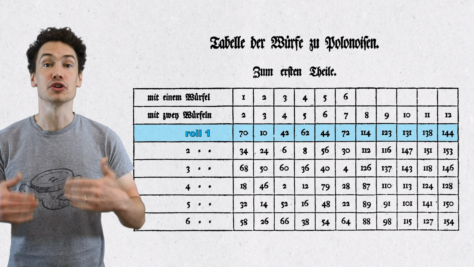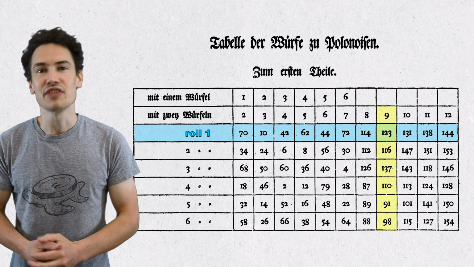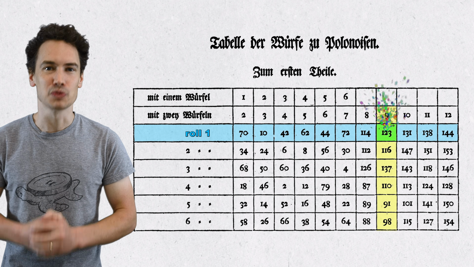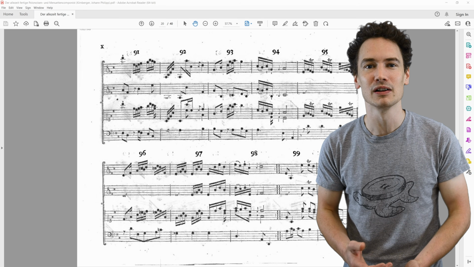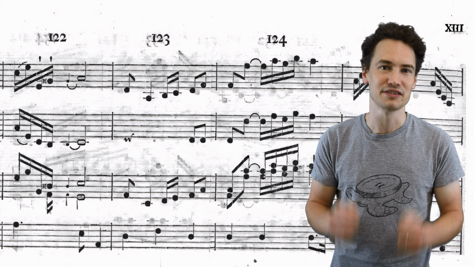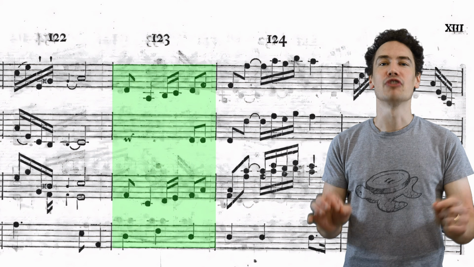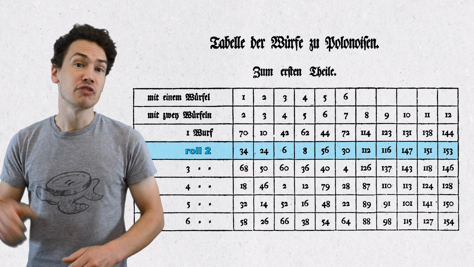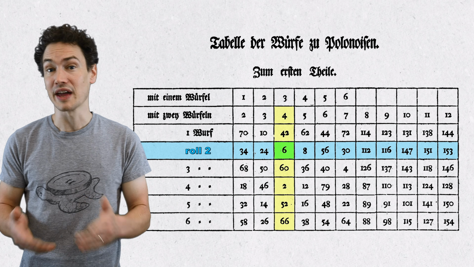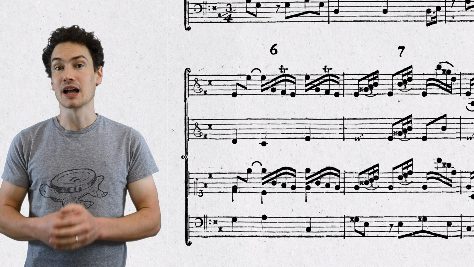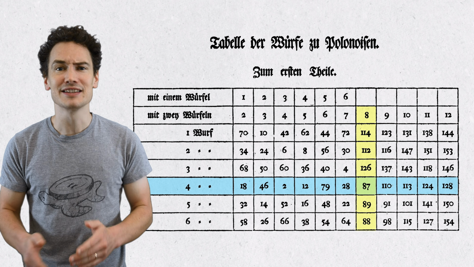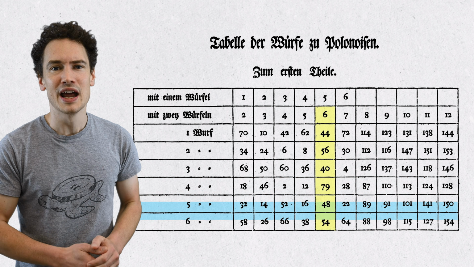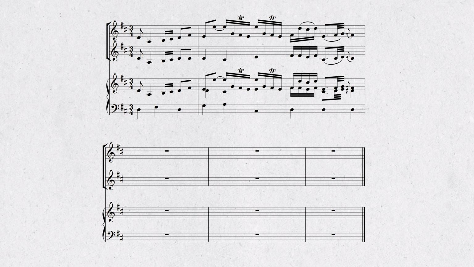So if I'm on my first roll and I roll a 9, that will correspond to the number 123. I then have to scroll through my PDF file until I find a bar of material with the label 123. This then becomes my first bar. For my second roll, if I were to roll a 4, that gives me the number 6, which would then become bar 2. And you just keep going like this until you've exhausted all of the rows and have a nice sounding piece of music.